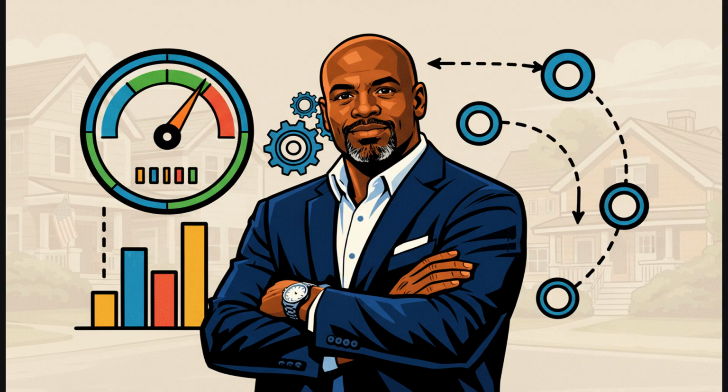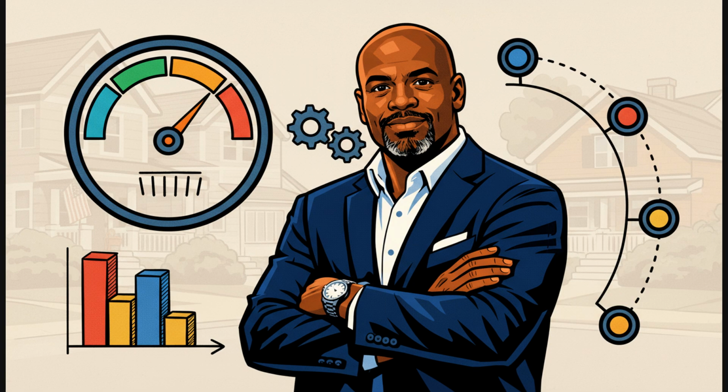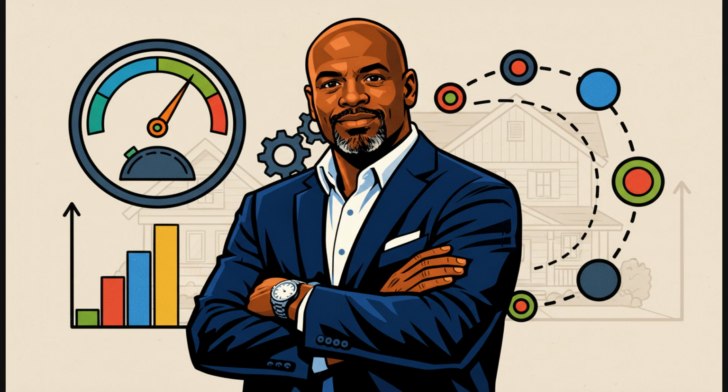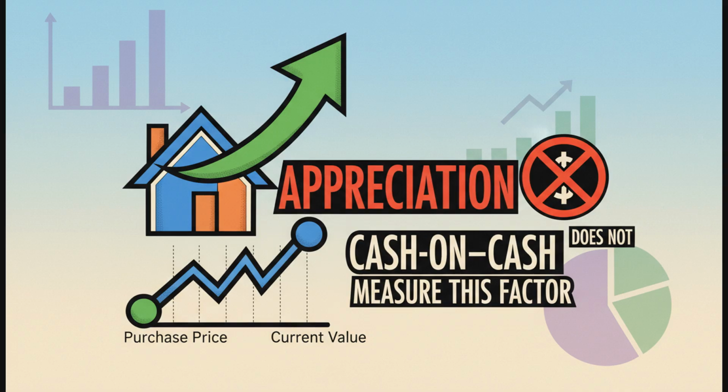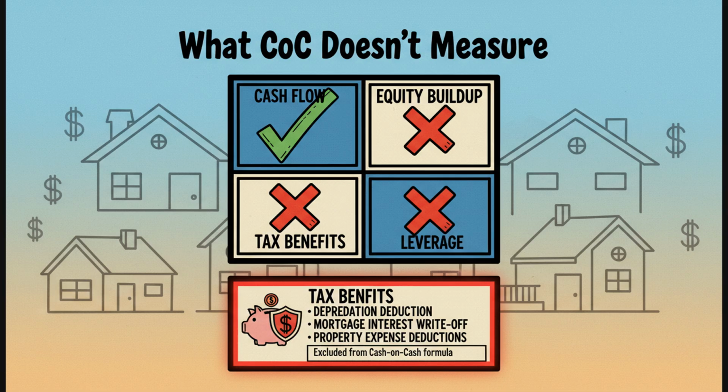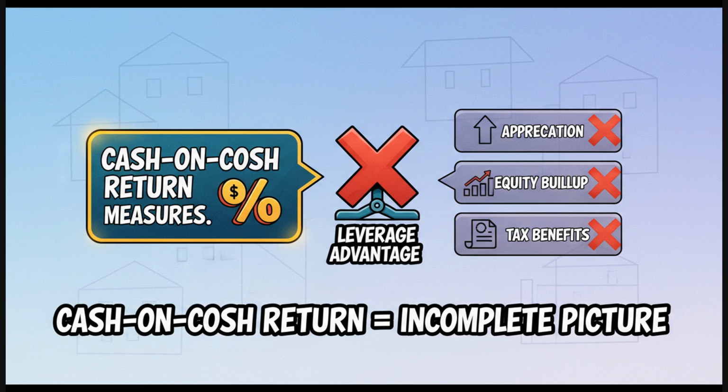All right, now, this is the one I saved. Point three. Here's what separates amateur investors from professionals. Cash on cash return tells you about cash flow. It does not tell you about appreciation. It does not tell you about equity buildup. It does not tell you about tax benefits. And it absolutely does not tell you about the leverage advantage.